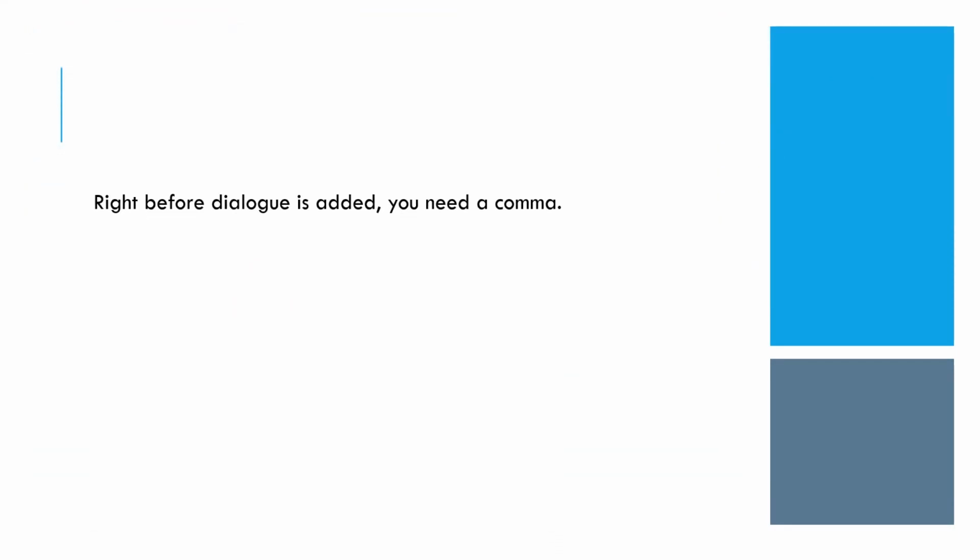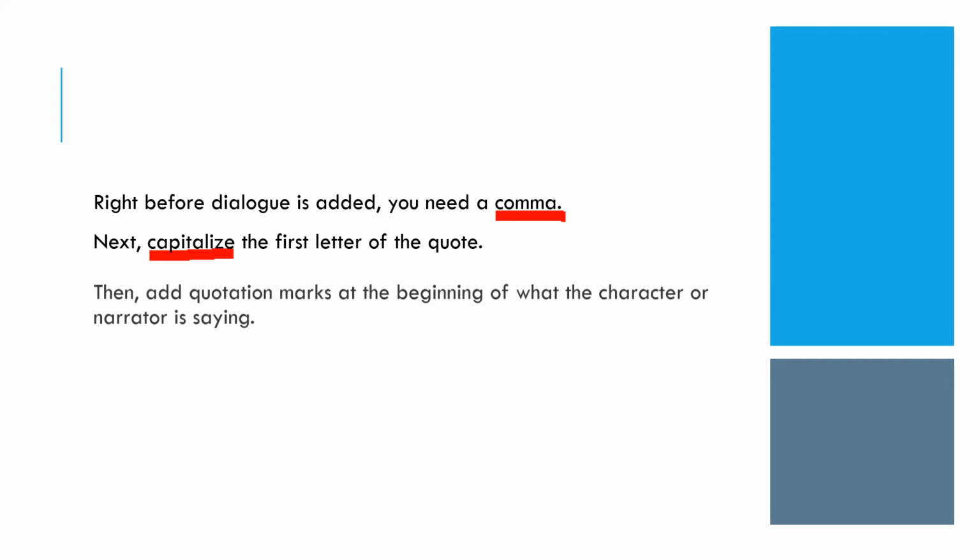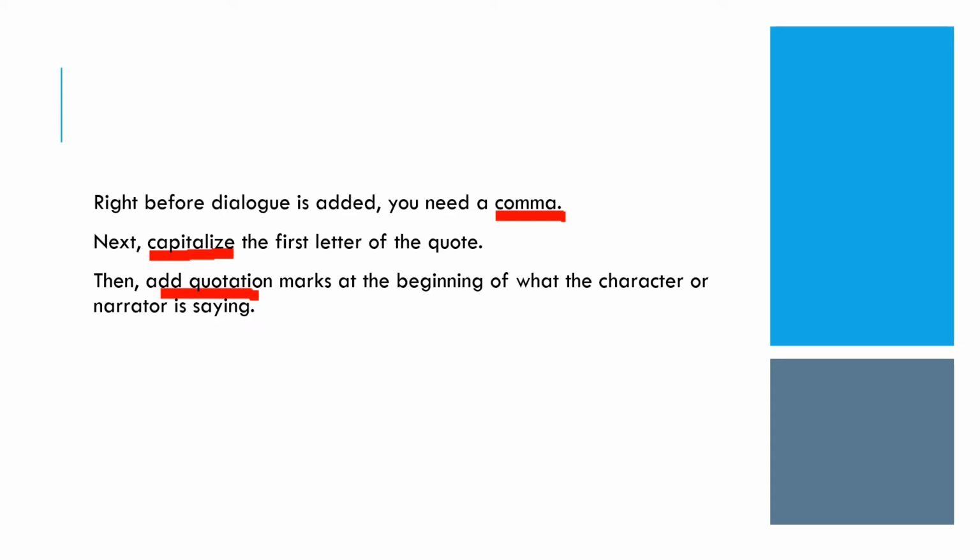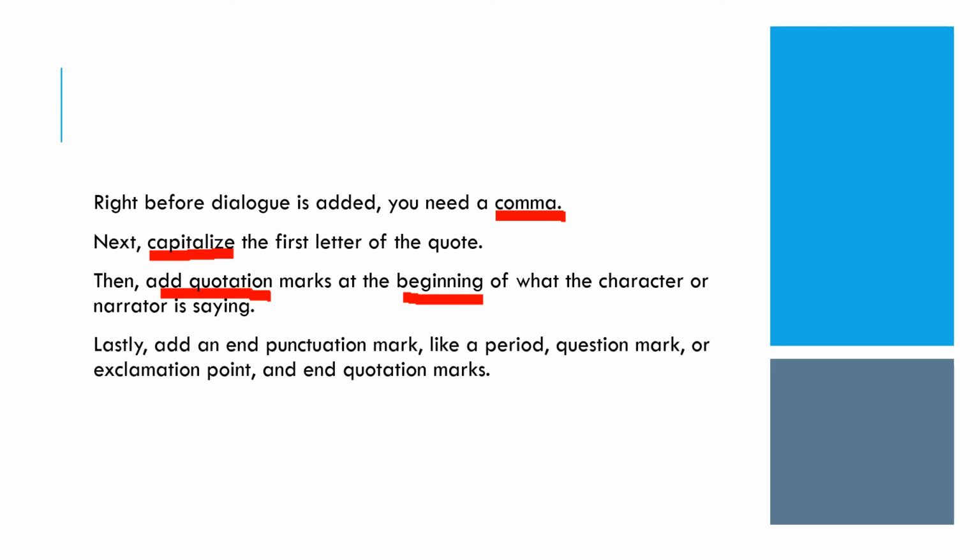The next thing we're going to talk about is dialogue and punctuation. Right before dialogue is added, you need to have a comma. Next, you need to capitalize the first letter of the quote. Then, you have to add quotation marks at the beginning of what the character is saying, and you have to add quotation marks at the end of what the character is saying. But before you can add that quotation mark at the end, you need to make sure that you have punctuation, like a period, a question mark, or an exclamation point.